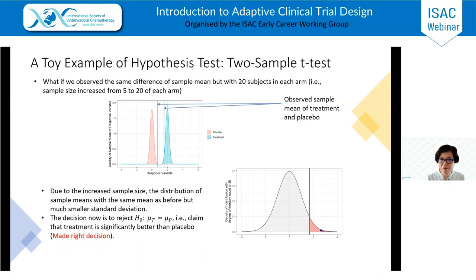Now you probably can tell, with the same sample mean we observed for that trial, actually we can tell there is a difference. So based on the hypothesis test, now this is the same idea. This is a critical value. Now this is the observed value. So the p-value here is really small. And now we're going to say, oh, there is evidence. There is evidence to say the treatment effect actually is better than placebo. Okay, so here we make the right decision. The previous, we make the wrong decision.